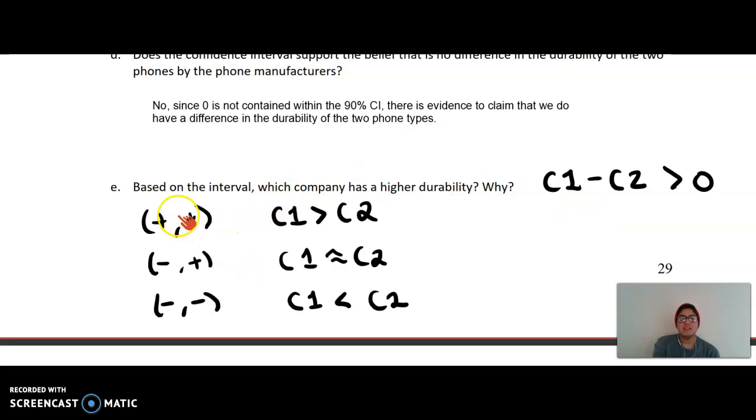So each of these intervals here would give us a different insight into the durability of the phones. Well, here, since our interval was completely positive, we see that company 1 tends to have a higher durability than company 2. So that's just some more examples on how we would use a two-sample t-interval for the difference of means.